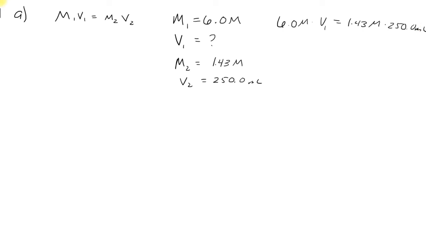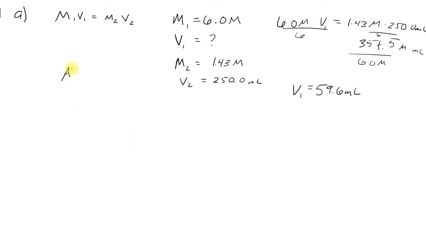Alright, so on the right hand side we're gonna get, my phone just turned off, there we go, calculator. 1.43 times 250, so we get 357.5. The units don't cancel, so it's still molarity here and milliliters there. But to get rid of this 6 molar over here, I'm going to have to divide both sides by the 6. And so then our molarity is going to cancel and just leave milliliters behind. So V1 is 59.6 milliliters. So that would be answer A.